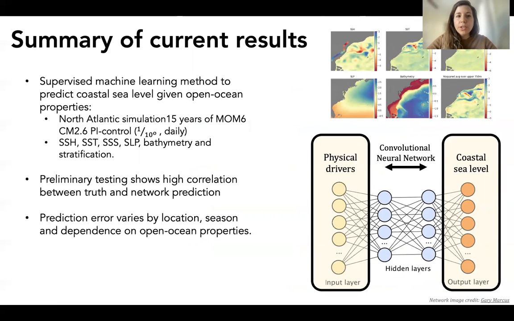And to summarize the current results, we're looking at a supervised machine learning method to predict coastal sea level given certain open ocean properties. We've identified 6 different properties for now, which are used as inputs to predict the coastal sea level. We are focusing for now on the North Atlantic, and preliminary testing has shown that we have high correlation between the truth and what the model predicts. So this is giving us confidence that by fine-tuning certain hyperparameters and perhaps including more data, we'd be able to reach an even higher prediction on data that is unseen.